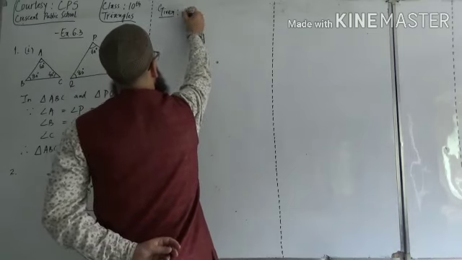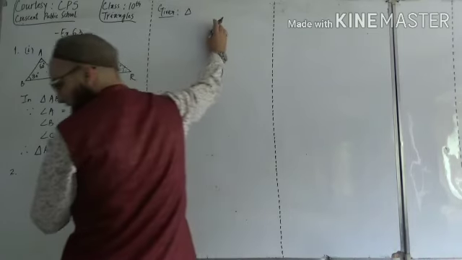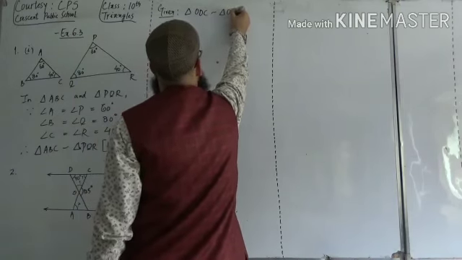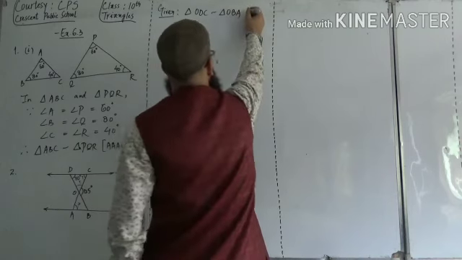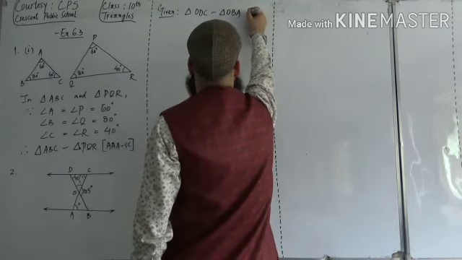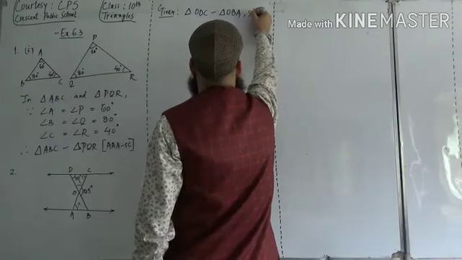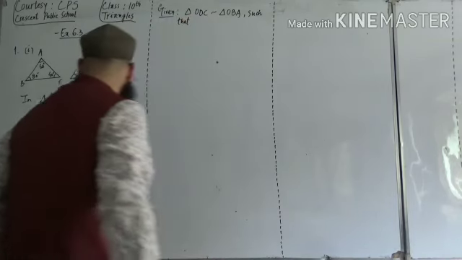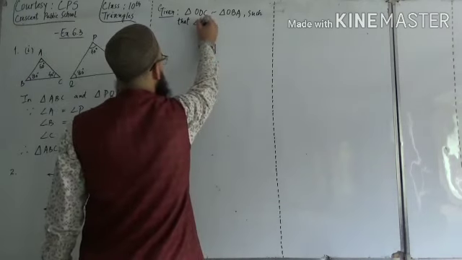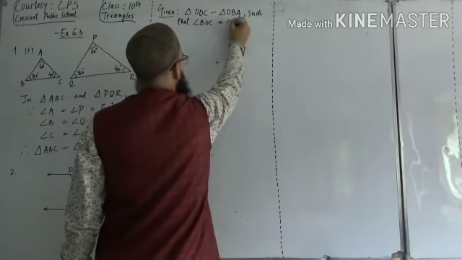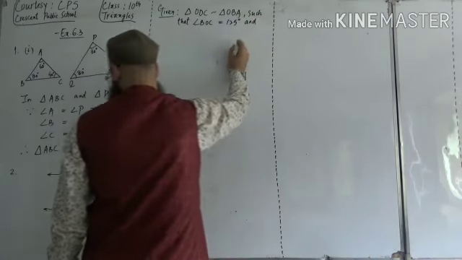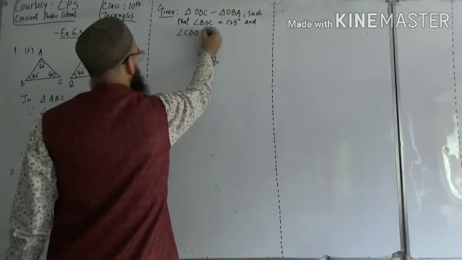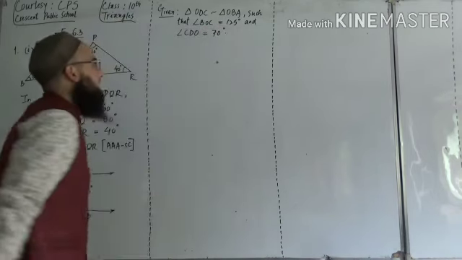What is given? Triangle ODC is similar to triangle OBA, such that angle BOC is equal to 125 degrees and angle CDO is equal to 70 degrees. This is given.